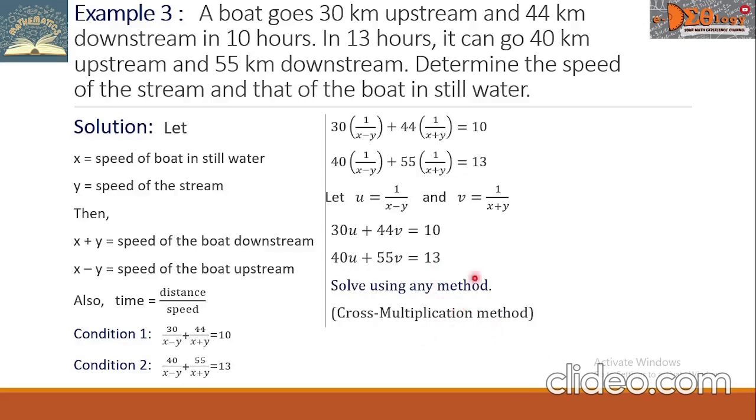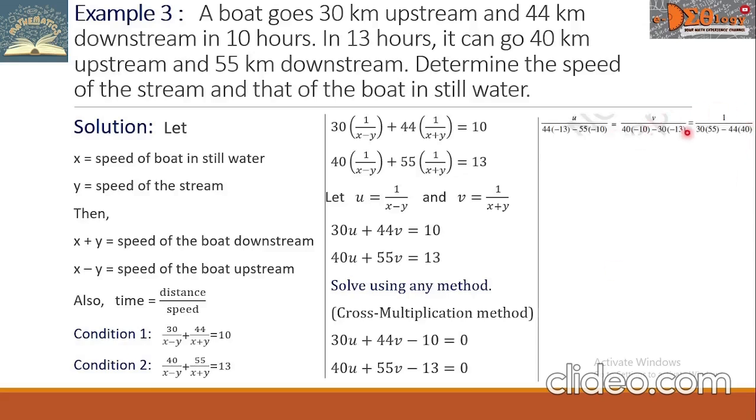If that is the case, we're going to rearrange the equations again. The right side must be 0 respectively. So the two equations become like this. Then we will use our formula and we will substitute the corresponding values. So it becomes like this.